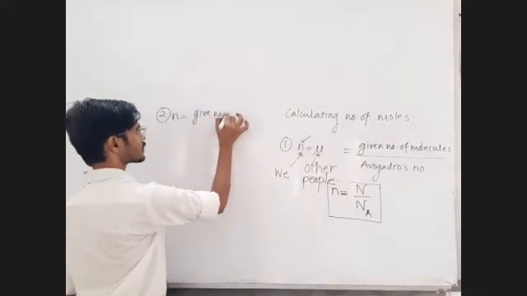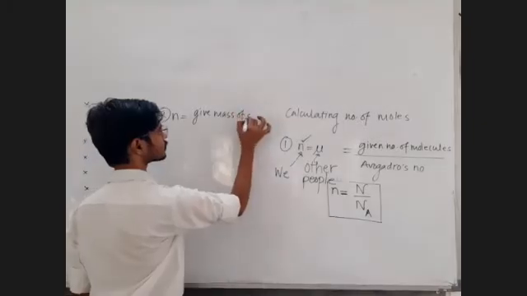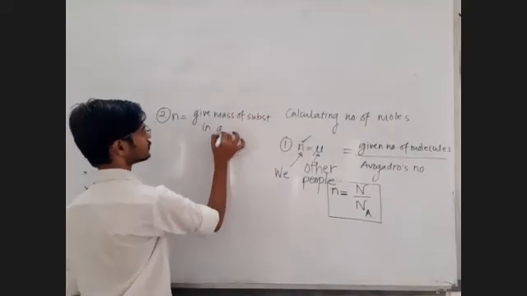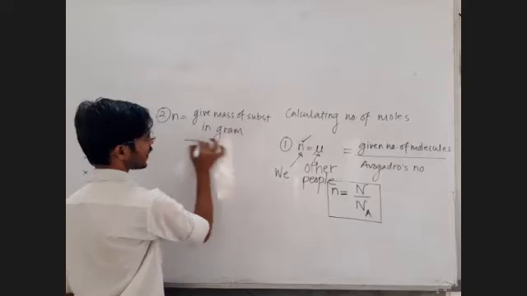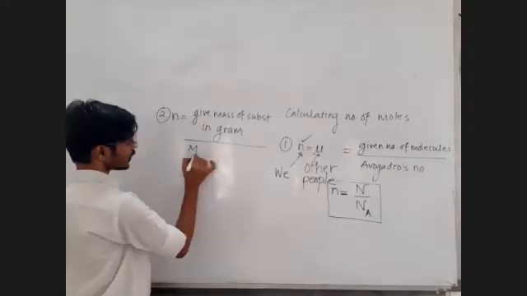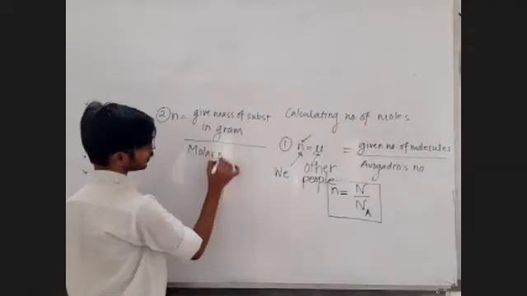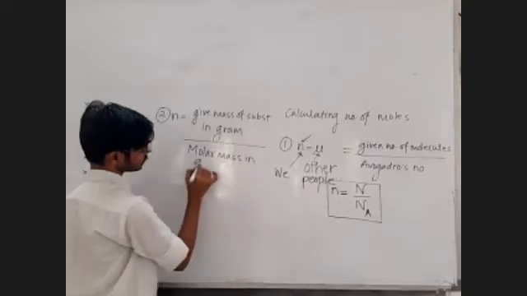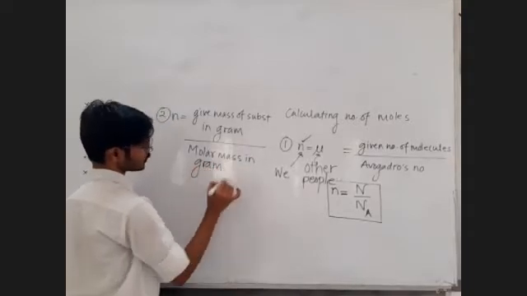Number two, formula for calculating number of moles is given mass of substance in gram divided by molar mass in gram.